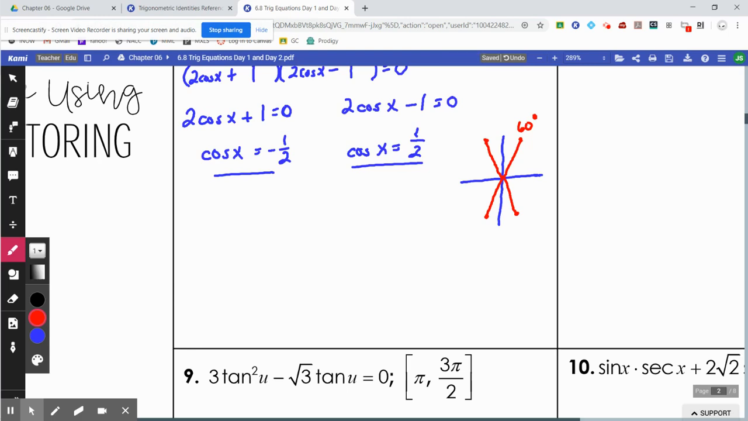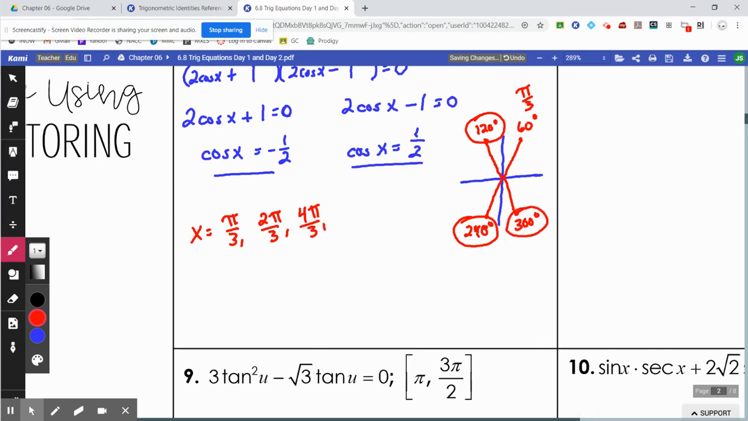And those answers are going to be 60 in the first quadrant, 120 has a reference angle of 60 in the second, 240 has a reference of 60 in the third, and 300 has a reference of 60 in the fourth. Now 60 is equal to pi over 3. Okay, so my answers are going to be x is equal to pi over 3 in the first quadrant. This is 2 pi over 3s, or 2 60s, so 2 pi over 3 in the second quadrant. This is 4 60s, so 4 pi over 3 in the third quadrant. And this is 5 60s, so 5 pi over 3 in the fourth quadrant.